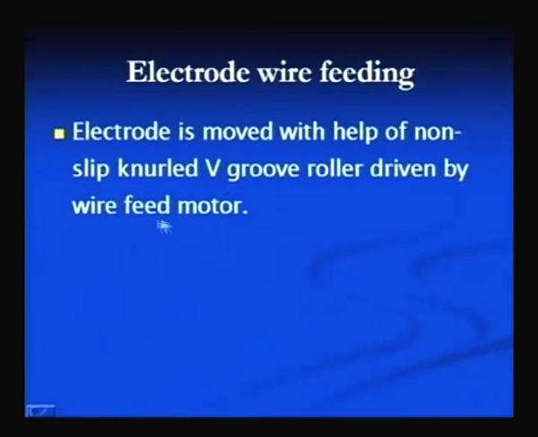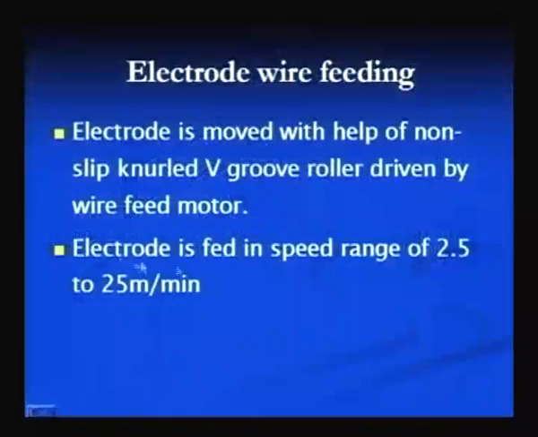These rollers are rotated in a controlled way by wire feed motors, and with the help of the motor they can be rotated at constant speed or at variable speed. Mostly variable speed feed motors are used, but with constant voltage power sources, constant speed wire feed systems are also used. Here the electrode is normally fed in the range of 2.5 to 25 meters per minute.